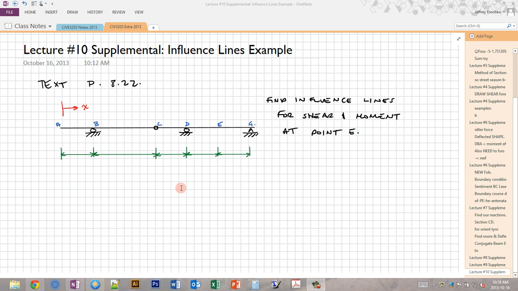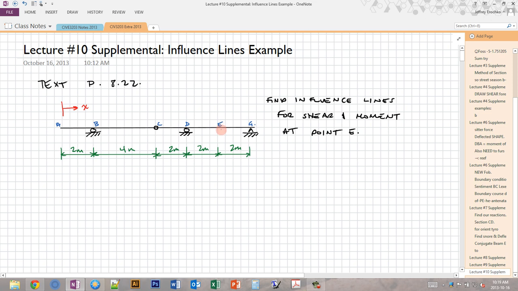And so here we have our starting beam, which is problem 8.22 in the text. The beam has the dimensions shown, and we're asked to find the influence lines for the shear and moment in the beam at point E. So how does a unit load, as it moves between A and G, affect the shear and affect the moment at point E?